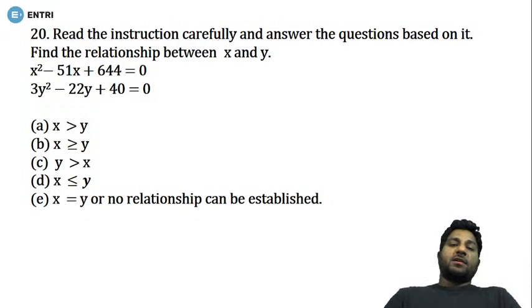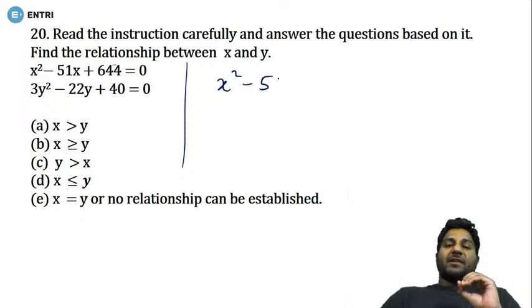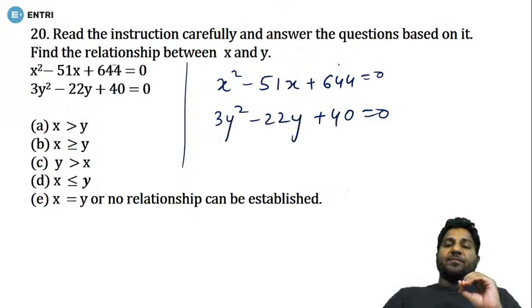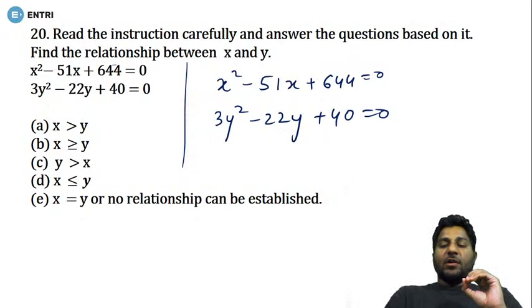Yes, the next one. Come on, now I want you to perform well. Here, look at this. X square plus 51x plus 644 is equal to 0. Now this one must be done by you guys. Who will tell me the answer of this last question? Come on, I want all of you to perform really, really well.